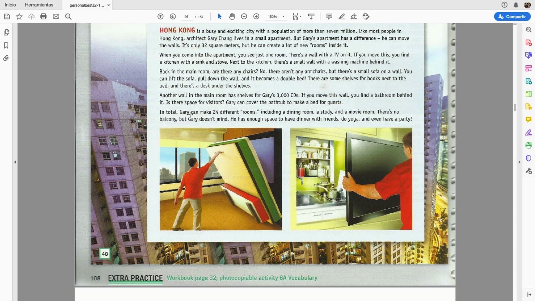In total, Gary can make 24 different rooms, including a dining room, a study, a movie room, and there's no balcony, but Gary doesn't mind. It's not a problem for him. He has enough space to have dinner with his friends, do yoga, and even have a party.